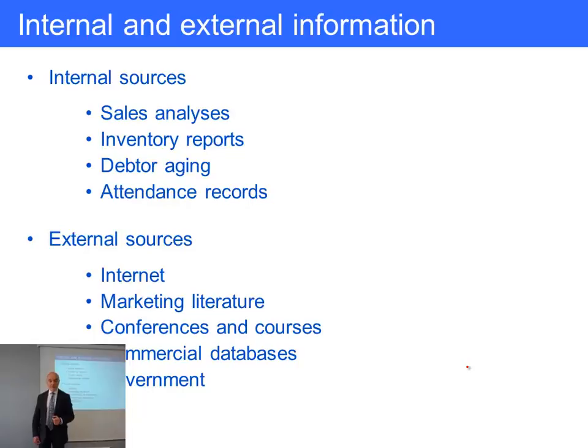Inventory reports. For example, how often have we run out of inventory and then maybe lose sales? What inventory isn't moving? It's been there for 6 months, it's still not selling. Maybe what we need to do is to reduce the selling price and shift it out before it gets even older. Debtor aging.